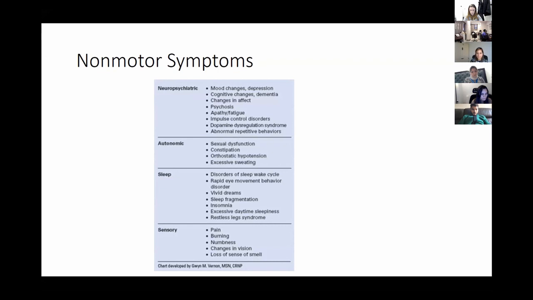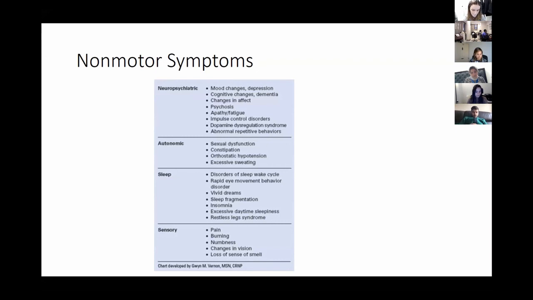And then sensory changes were actually not thought to be part of Parkinson's before, as a separate entity. Now we see that patients do develop numbness, tingling, sometimes burning pain. And we talked about loss of smell, and sometimes vision changes like double vision. So these are all really important things to run down with a patient with Parkinson's.